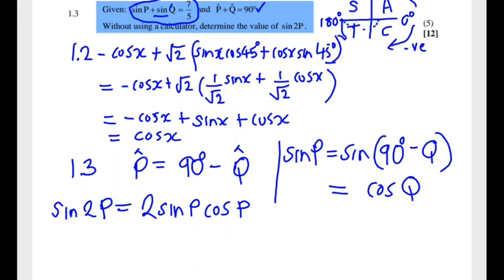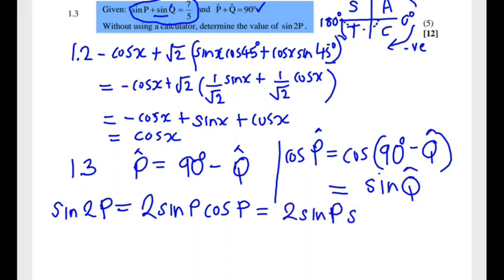Well, we know that the cos of p will be the same as the sine of q, because these are complementary angles. Okay, if you look at it, the cos of p, if I remove the sine here and I say the cos of p will be the cos of 90 minus q, which now becomes the sine of q. So I can now say this is the same as 2 sine p sine q. Now I've got a sine p and a sine q.